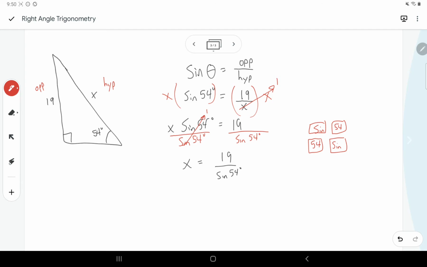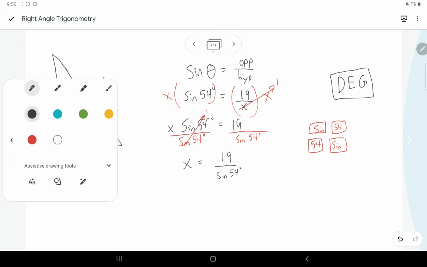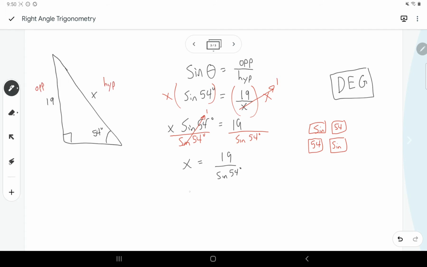But when you calculate that, assuming that you are in degree mode, make sure you're in degree mode because we're working on degrees, not radians, not gradients, just degrees. Okay? So if we calculate that out, we'll get x equals 19 over, and then the sine of 54 is estimated at 0.809. I like to keep 4 decimal places, just for accuracy's sake. And then if we do that division again on the calculator, we get 23.5.